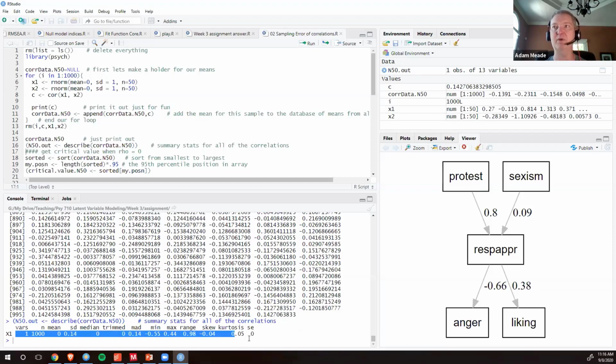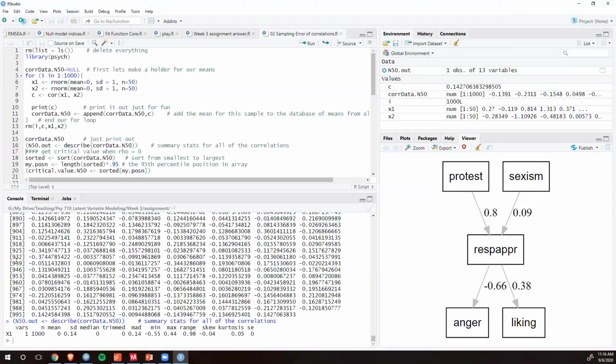Anybody know what this is? Anybody that took my other two classes where we did probably the same thing, know what we're looking at here? Like, what sampling distribution is this? Yeah, exactly. This is a sampling distribution, right?